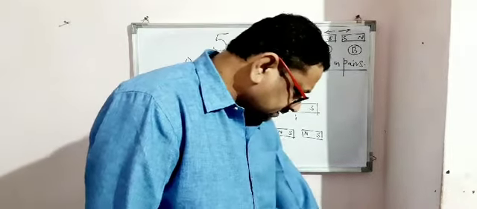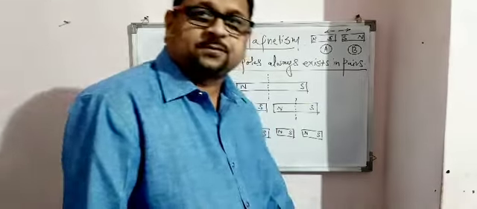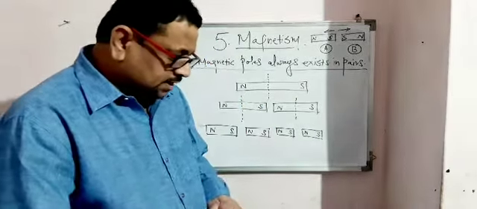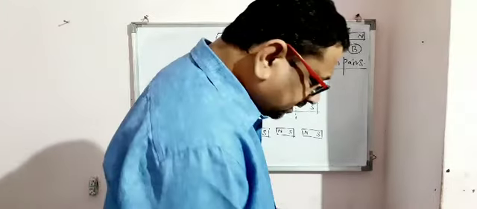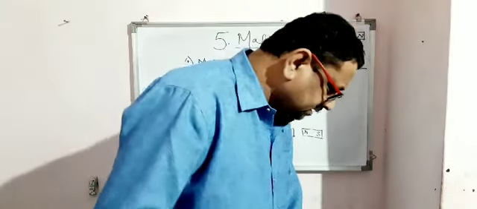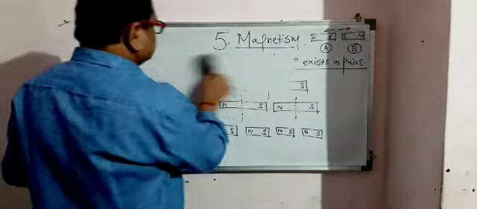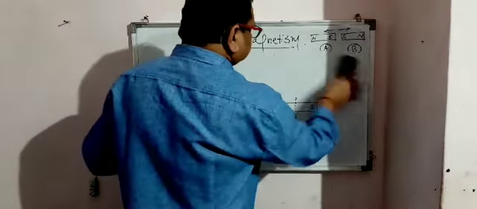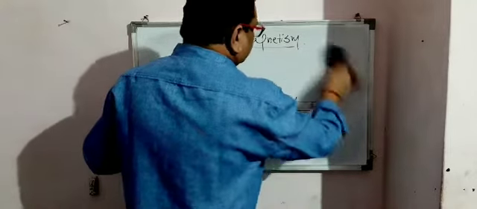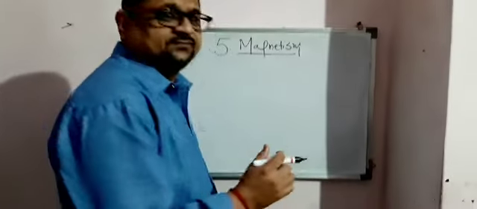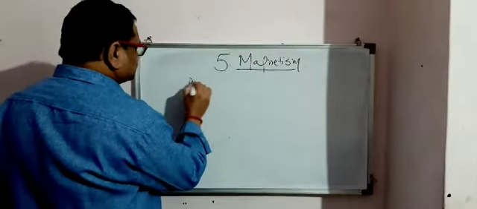These are the four important basic properties of a magnet that we have seen. Now we are going to see some of the important definitions in connection with magnetism. The first definition is magnetic field.